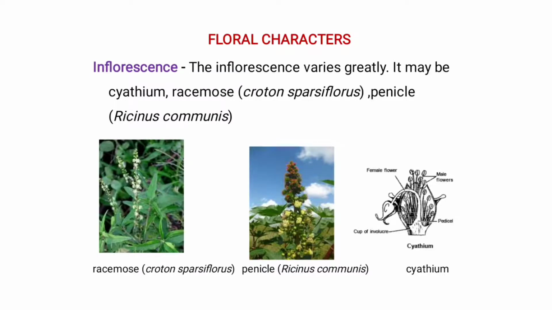Then the second one is the panicle inflorescence. In this panicle inflorescence, the compound racemose, the main axis is branched. You can see that the branches are present. So the main axis is branched and the flowers are borne in acropetal succession on these branches only. And the third one is the Cythium inflorescence. You can see this in this picture. They have a Cythium inflorescence, and it looks like this arrangement.